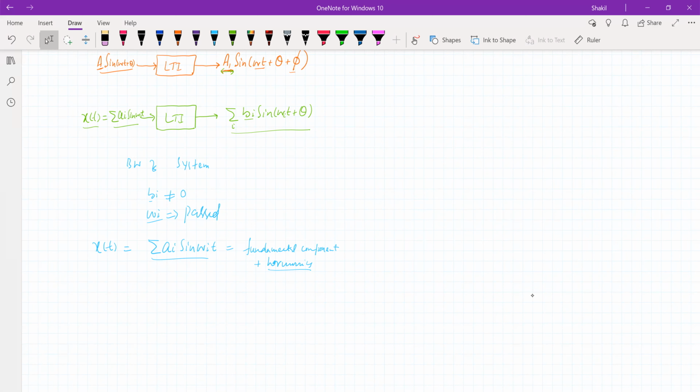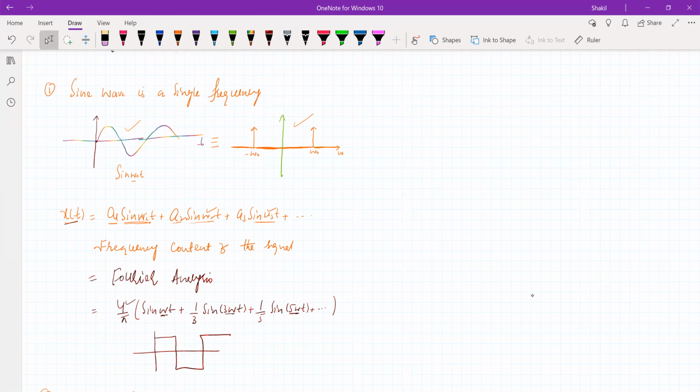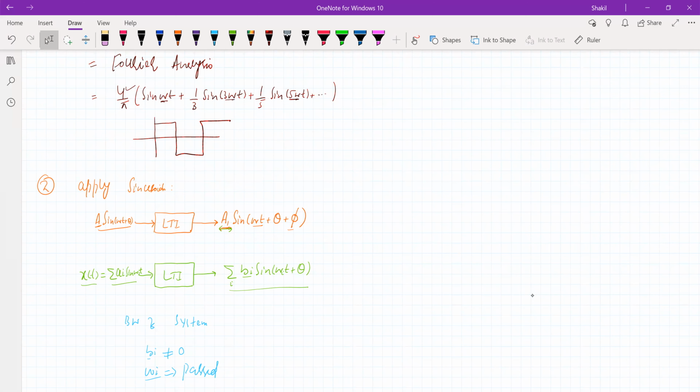I hope it's clear. This is the rough idea why; there are several reasons actually. I have given just a reading. The first reason is that a sine wave is a single frequency. This will tell us the frequency content of the signal. So that's the first important point. Second, when we apply a sine wave as an input to the system, this is referred to as the steady state response of the system, and an LTI system does not change the frequency, it only changes the amplitude and phase.